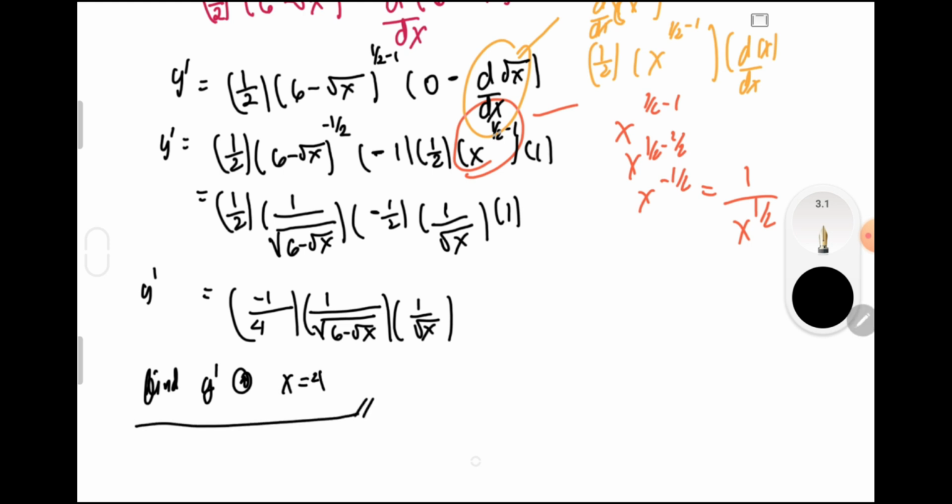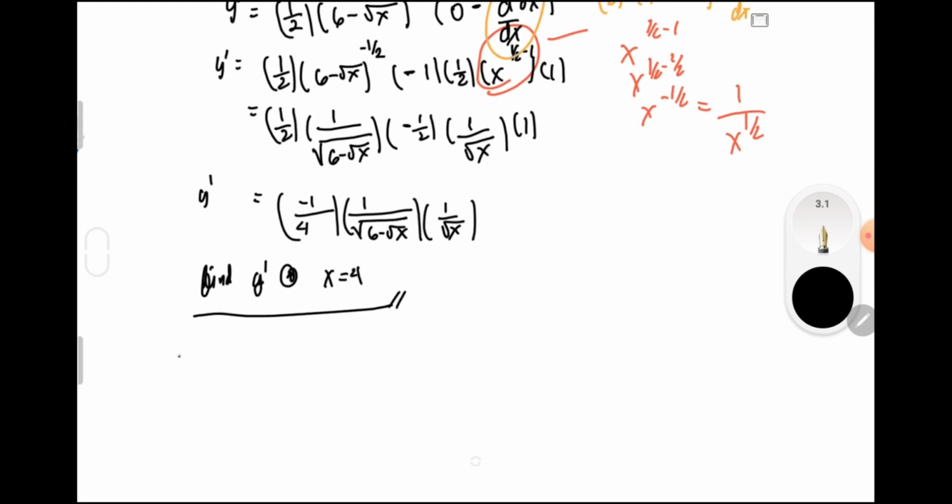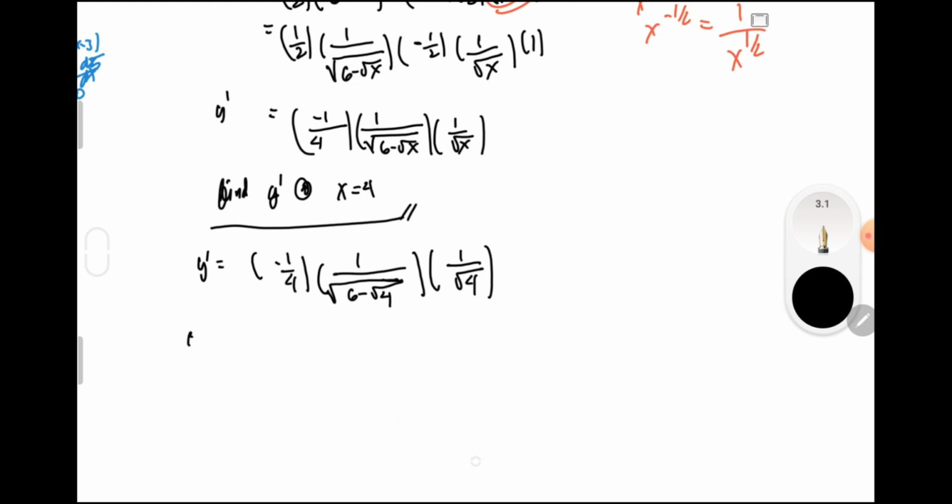Okay. So pag sinabi yung ganyan, therefore we'll have y prime is equal to negative 1 over 4 multiplied by 1 all over the square root of 6 minus the square root of 4, multiplied by 1 all over the square root of 4. Yan. So by further manipulation of this equation, y prime equals negative 1 over 4 multiplied by 1 all over the square root of 6 minus 2, multiplied by 1 over the square root of 4.